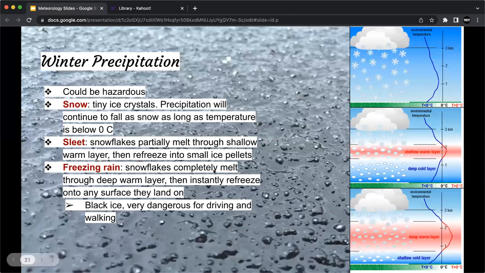One type of freezing rain is called black ice. This is dangerous because the ice isn't actually black, but it's basically completely transparent. So if you're on the road, you know how the road is black, so the ice will look black and it's hard to see. If you're driving or walking over it, it's probably very slippery, so you have to watch out.